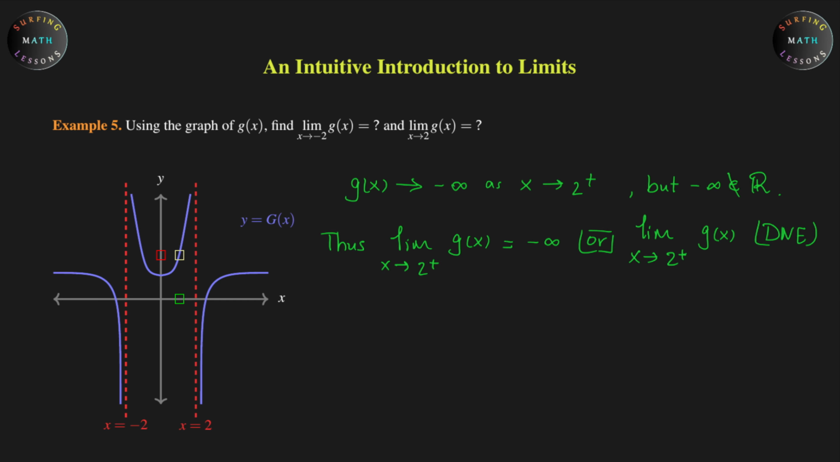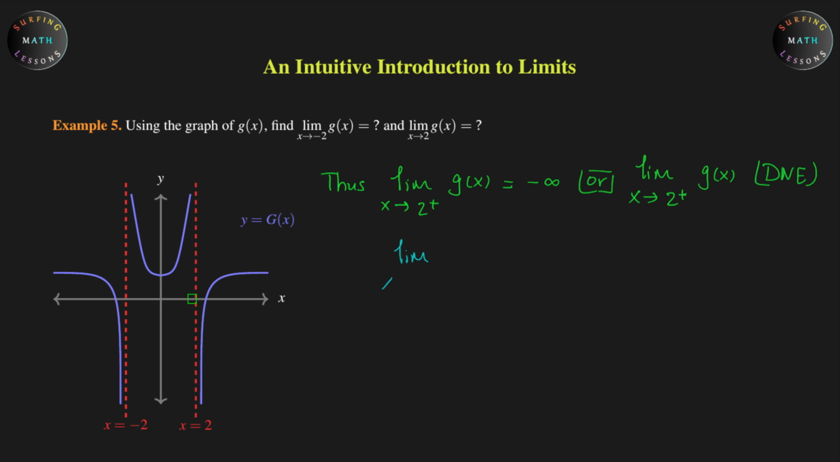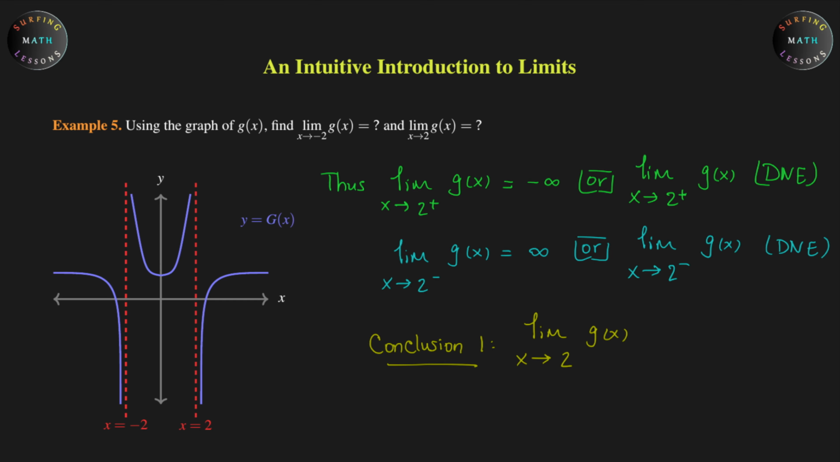Likewise, g of x approaches infinity as x approaches 2 from the left. Hence, the limit of g of x as x approaches 2 from the left is infinity or it does not exist. We conclude that the limit of g of x as x approaches 2 does not exist, since at least one of the side limits doesn't either. Note that in this case we cannot write that the limit of g of x as x approaches 2 is infinity or minus infinity, since the side limits are different.